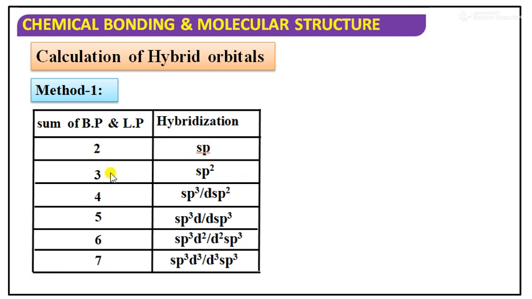3 bond pairs, hybridization is sp2 hybridization. 4 bond pairs, it's called sp3 hybridization or dsp2. 5 bond pairs, sp3d or dsp3. 6 bond pairs, sp3d2 or d2sp3. 7 bond pairs, sp3d3 or d3sp3. This is nothing but the types of hybrid orbitals.